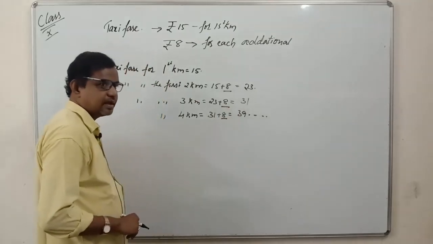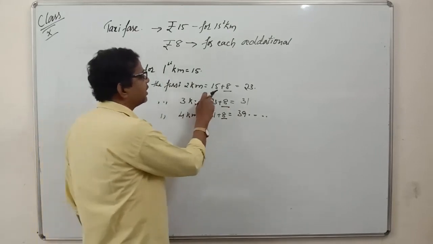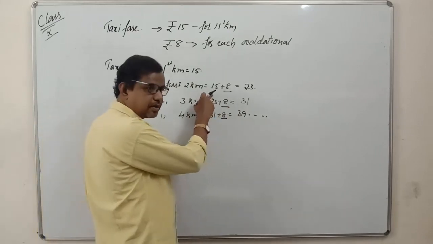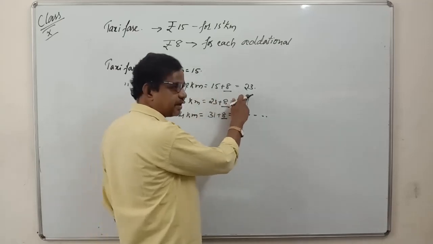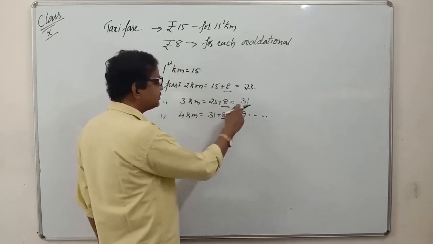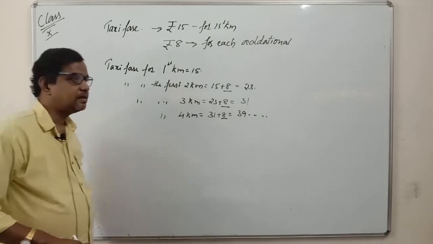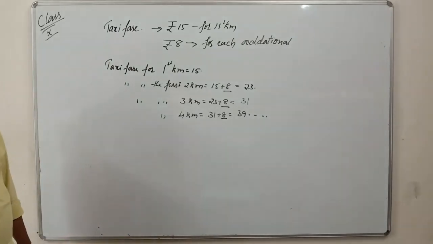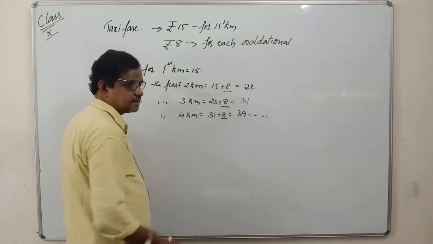So what he's doing here is adding consecutively 8 rupees per kilometer. First it was 15, he adds 8, it becomes 23. Second, 23 it was there, again he adds 8, it becomes 31. 31 plus 8 is 39. So here the given statement agrees with the arithmetic progression. Why? Because the common difference for all of them is the same here.